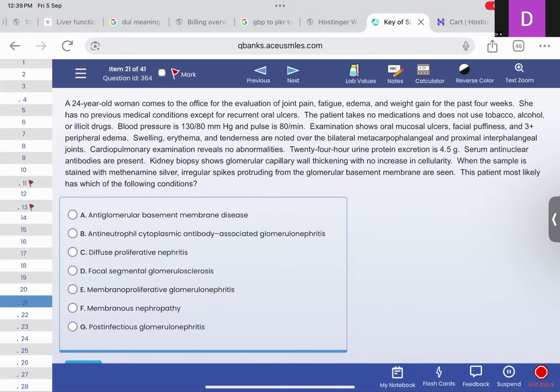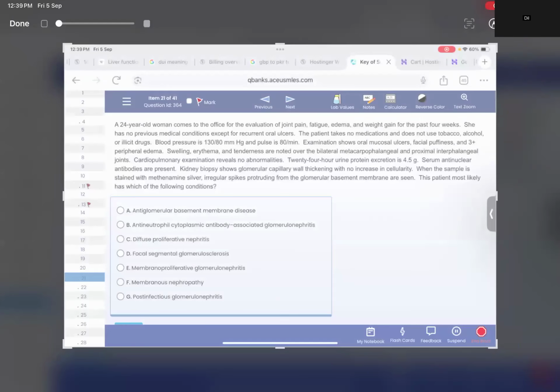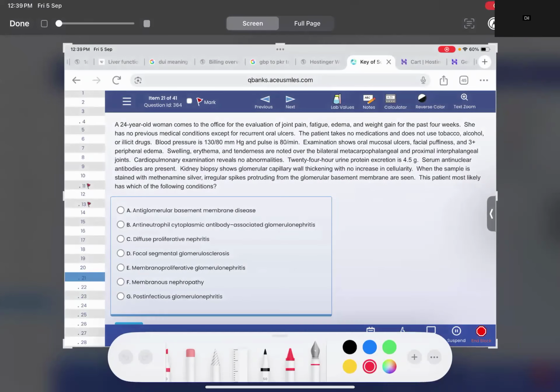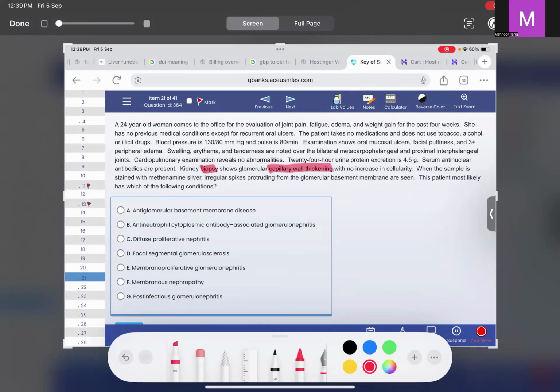So what do we see on biopsy? We see irregular spikes, capillary wall thickening, glomerular thickening with no increase in cellularity. And it's the spike and dome appearance. Okay, apparent membranous nephropathy. Membranous nephropathy.